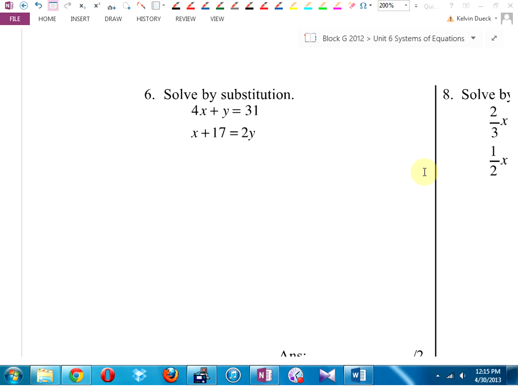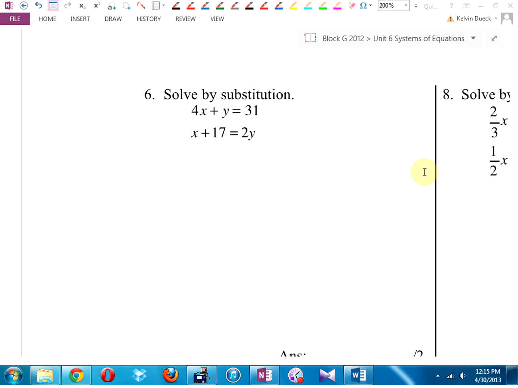In number 6, I could either get the y by itself in the first equation, or I could get the x by itself in the second equation. It doesn't matter. Which one? Who got the y by itself? Who got the x by itself? I'm sensing a lot of people didn't do the quiz. That's a bad thing.